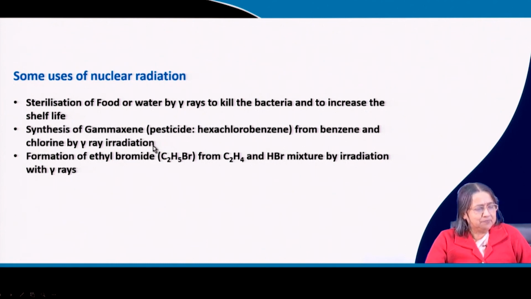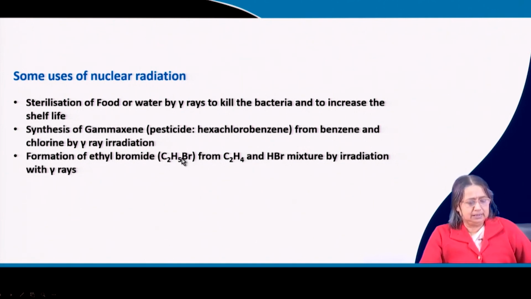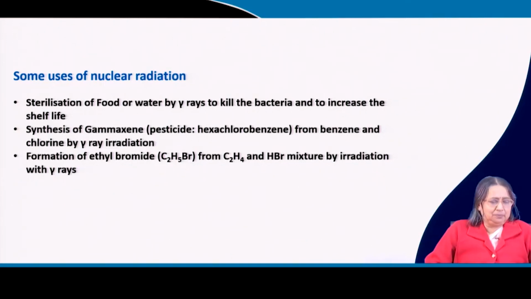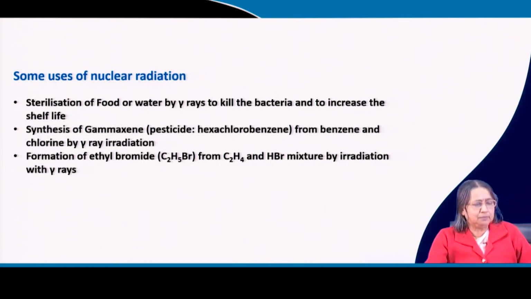So, this is an application. Now, formation of ethyl bromide, C2H5Br. You can produce this from ethene and HBr. If you take a mixture of ethene and HBr, it is an addition reaction; there is a double bond, and HBr is added across the double bond to form this. How is it done? You take the mixture and irradiate it with gamma rays. Then this ethyl bromide will be formed. There are many other reactions, I have picked only a few. Now, these are some of the uses.